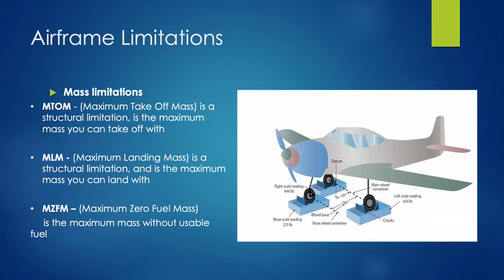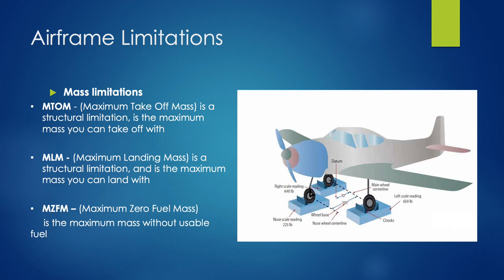So the first one is MTOM, which stands for maximum takeoff mass, and that's the absolute maximum weight that the aircraft must be in order to take off. So it can't be any heavier than this point to take off. We have the maximum landing mass, which is the maximum weight of the aircraft on landing, and normally it's governed by the strength of the landing gear, which cannot take any more weight than this amount.